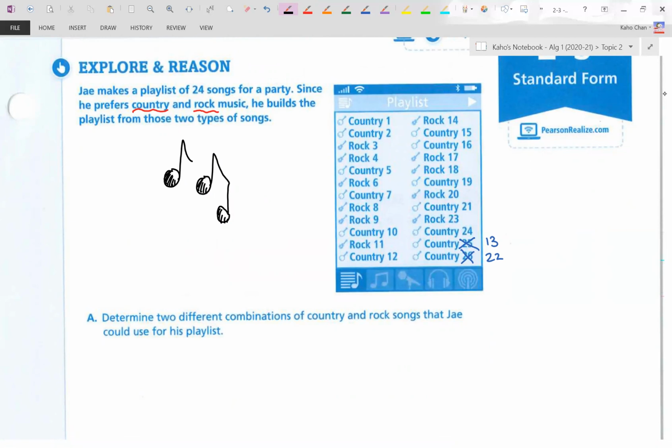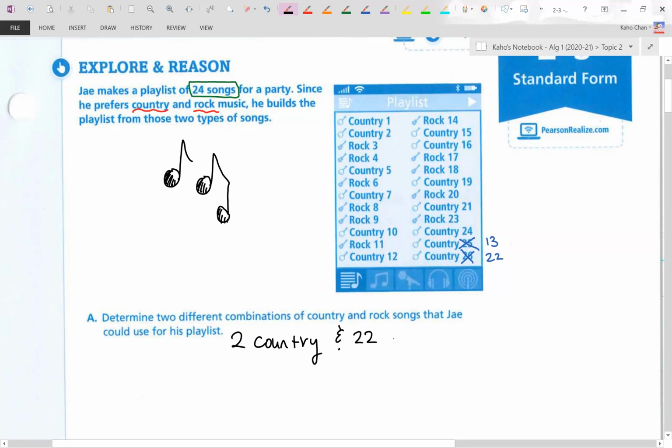Well, if you take a look here, we have all kinds of possibilities here, but we want 24 songs. That's the key here. And to populate my list, you can make anything up you want to, as long as the two values you pick add up to 24. So you can pick 2 country songs. Let's just pretend. And if you pick only 2, that means it leaves 22 for rock songs. Okay, that's just one possibility.